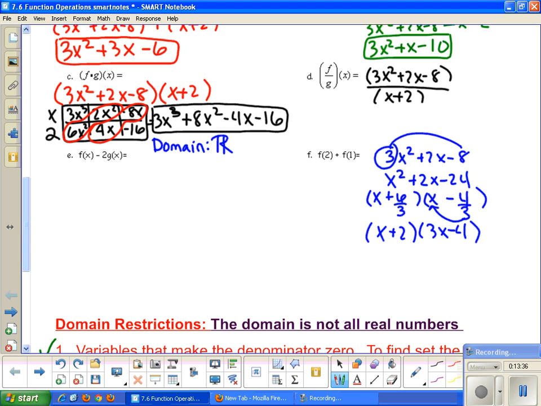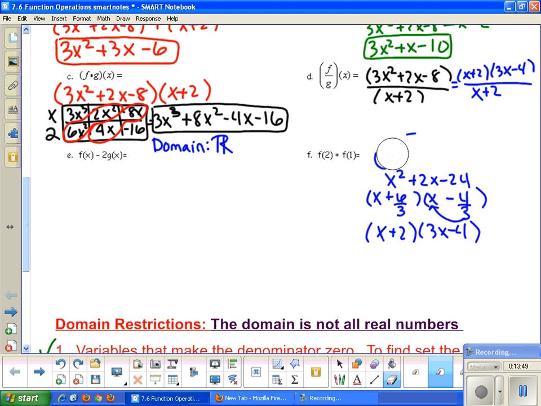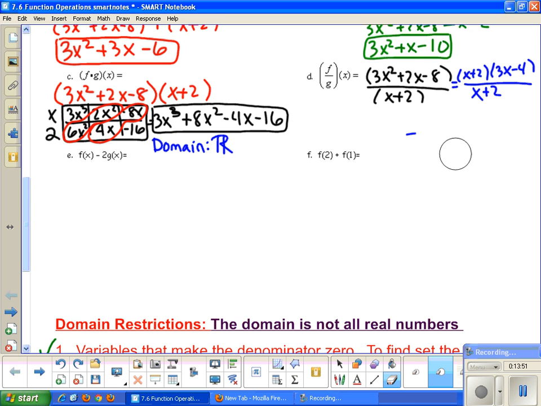So I'm going to go ahead and write that up here. So we have x plus 2 times 3x minus 4 all over x plus 2. I'm going to erase this so I have room to write.